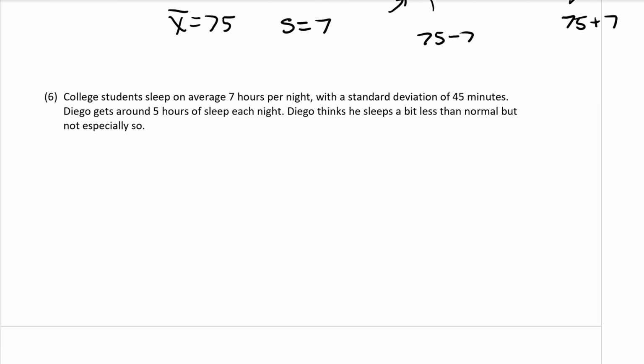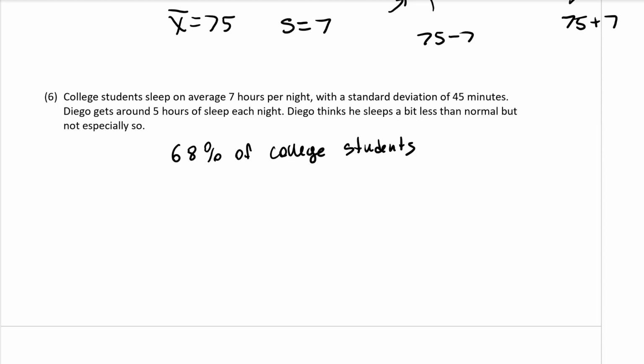College students sleep on average 7 hours per night with a standard deviation of 45 minutes. Note hours and minutes. The units do not match, so be mindful of that. Diego gets around 5 hours of sleep each night. Diego thinks that he sleeps a bit less than normal, but not especially so. All right, so here what I would like for you guys to do. Can you write what 68% of college students, what do we know about their sleep?